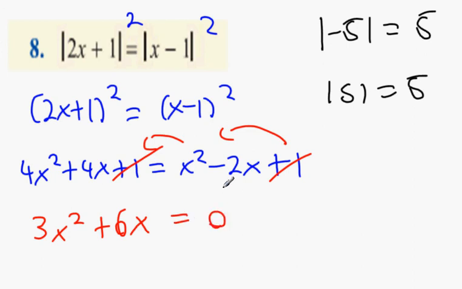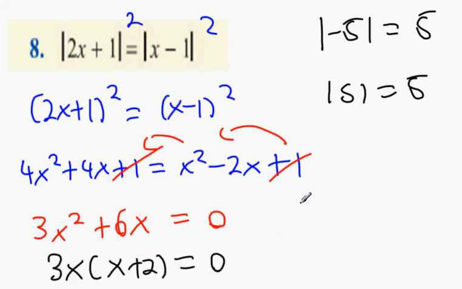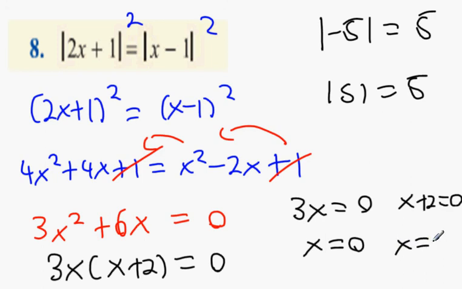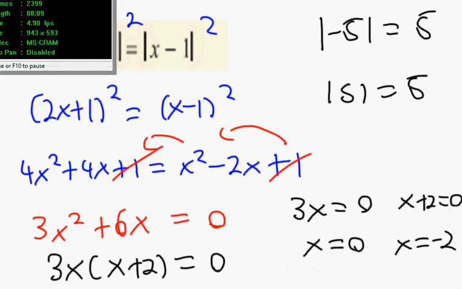Now we're at one of these. We take out 3x. 3x, brackets, x plus 2, close bracket, equals 0. 3x equals 0, that means x equals 0, or x plus 2 equals 0, which just means x equals minus 2. Okay.